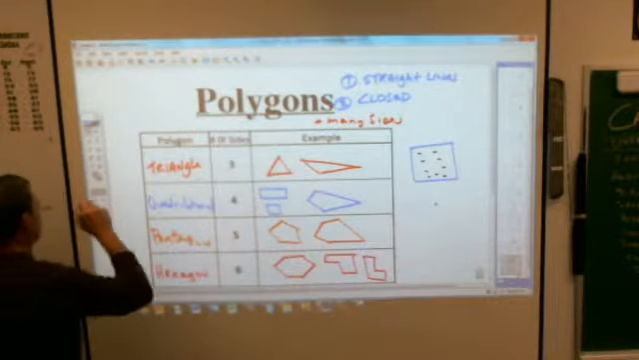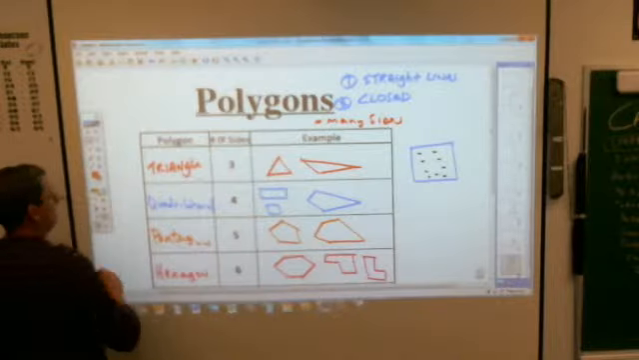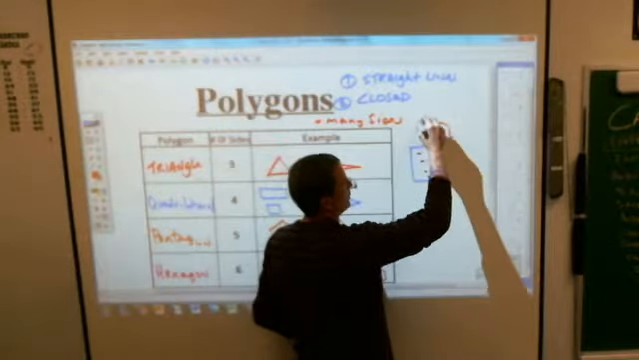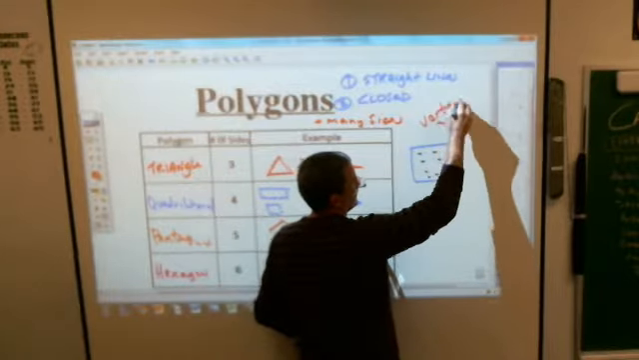In addition to that, if you ever hear the book talk about a vertex, a vertex is the corner of a shape.